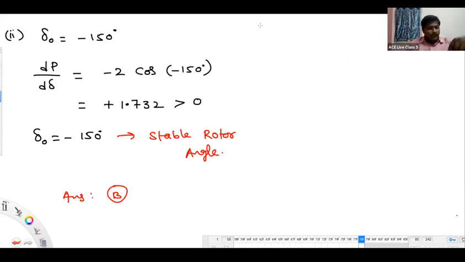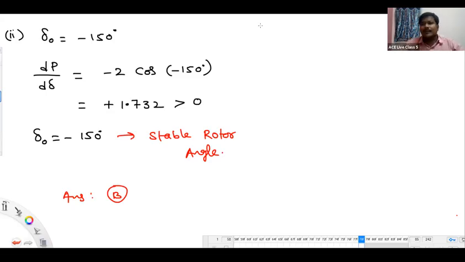Now, many of you are having a doubt like this: Sir, why not minus 90 to plus 90 degrees? You said earlier that in that range of angles the system is stable. Why are you unable to adopt that statement here? See, whether the system is stable or unstable, it does not depend on the angle, strictly speaking. It will be decided by the slope of the curve. Slope of what curve? Power angle curve.